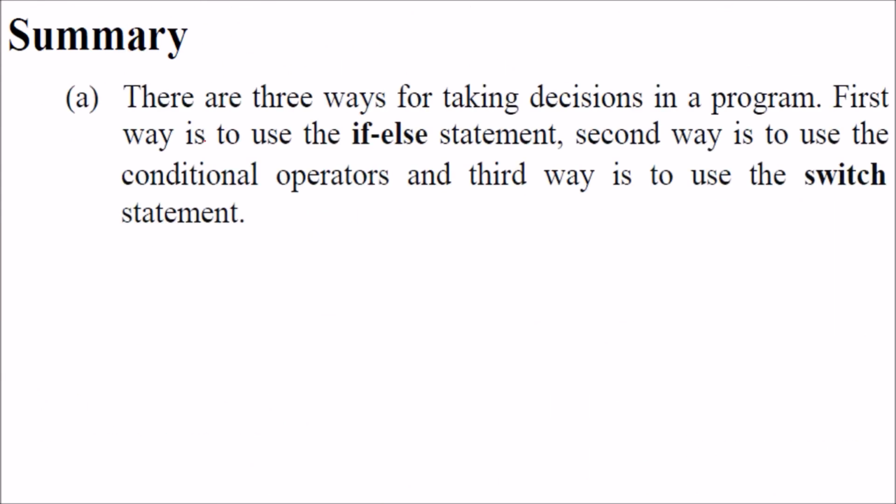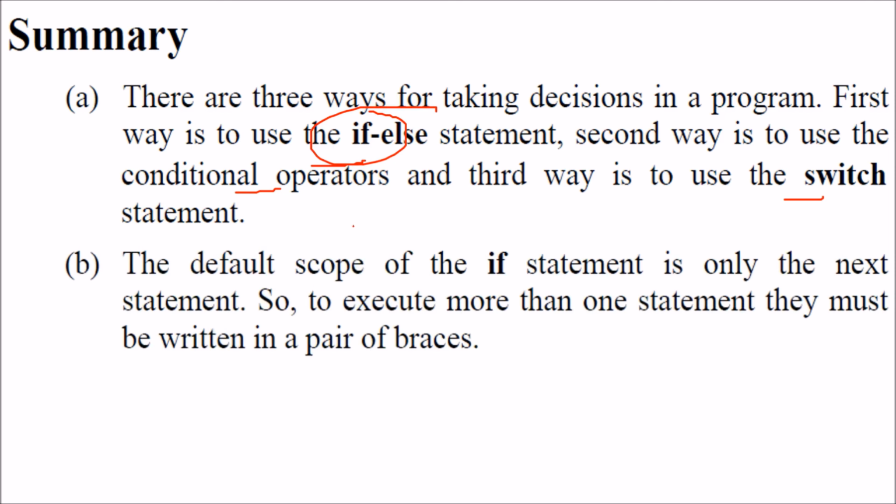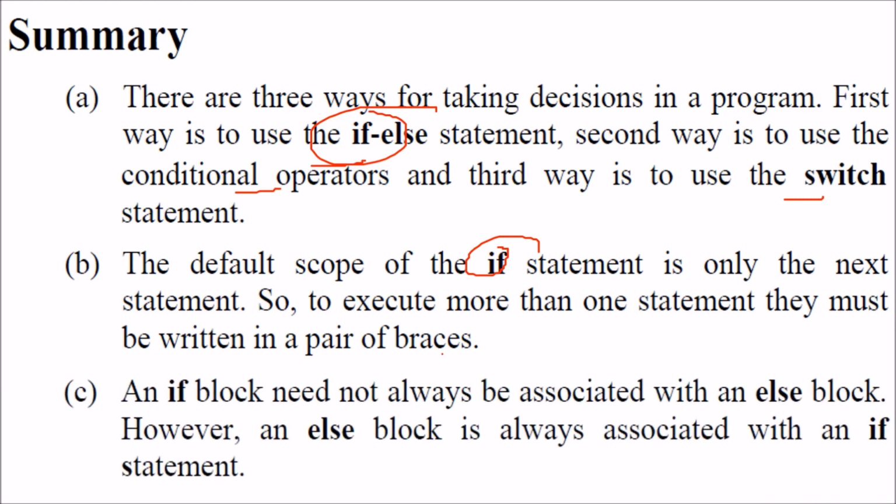Let us summarize what we have seen. There are three ways of taking decisions in a program. The first is if else, the second is the conditional operator, and we have the switch statement. We'll study the switch later. We have seen if else here. The default scope of if is only the next line, so if you want to execute more than one line, you have to put those lines inside braces.